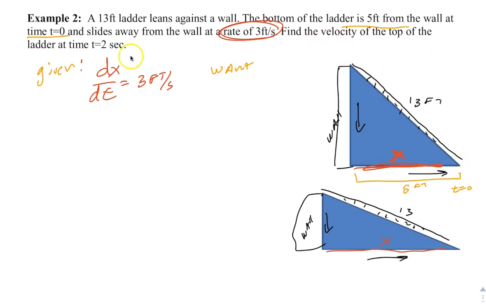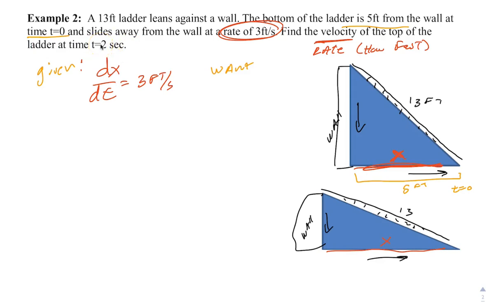Find the velocity of the top of the ladder at time t equals 2. So notice it says velocity. That's just a rate. It's a fancy way of saying a rate, because it's saying how fast. The top of the ladder at time equals 2.